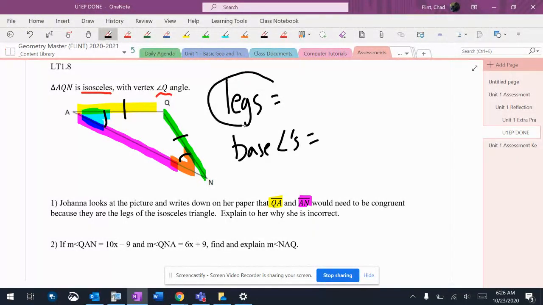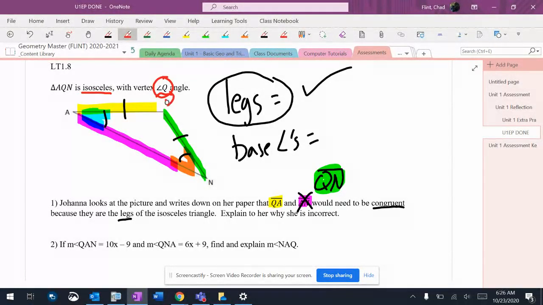Well, we wrote down legs are equal. All right, so she's right about that part, congruent legs. She's got that part right. But the problem is it's not AN. It should be QN. All right, because the legs meet at the vertex angle. And it says right here that angle Q is the vertex angle. So the legs have to meet there. So I just got to write something that tells that down.